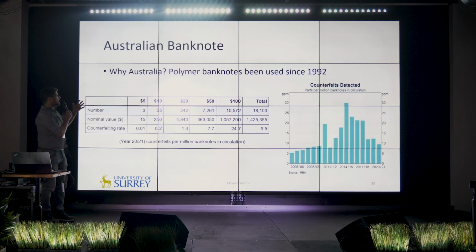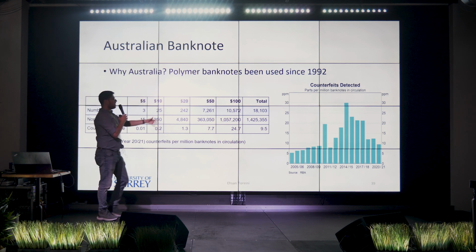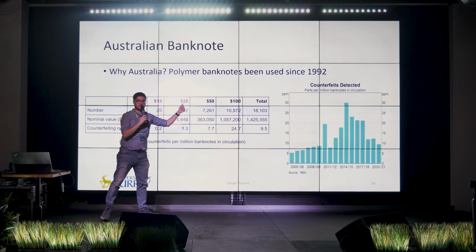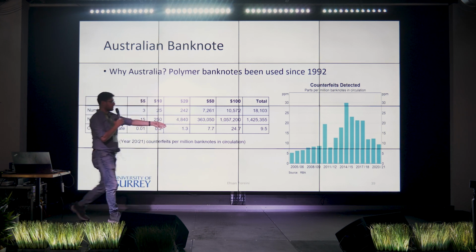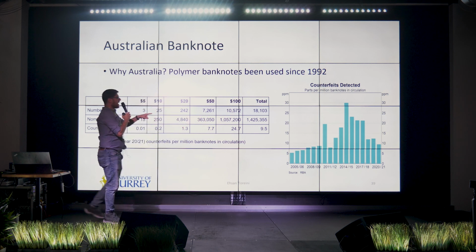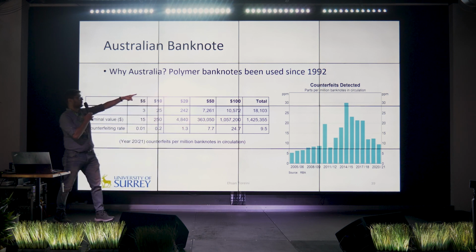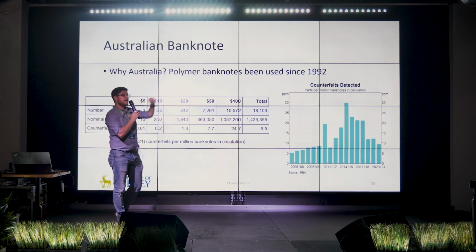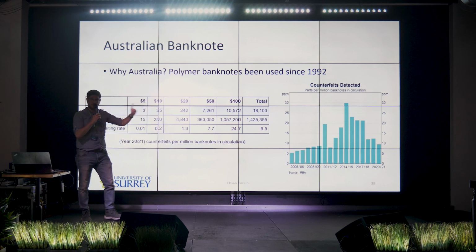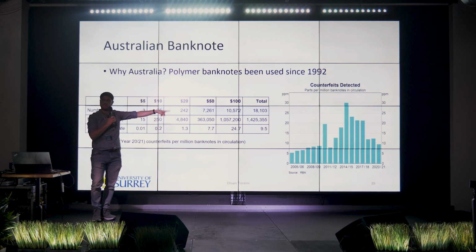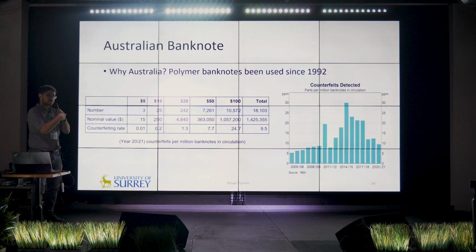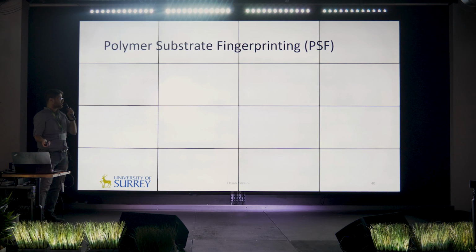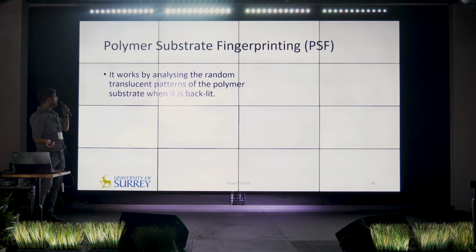We looked into the data from Australian Central Bank, and this is the number of counterfeit banknotes that were circulated from 2005 to 2020. And you can see, although the polymer banknotes were advertised as more secure and have been there since 1992, the problem of counterfeit is still there. It's not vanished. And that somehow is against the core claims of the polymer banknotes.